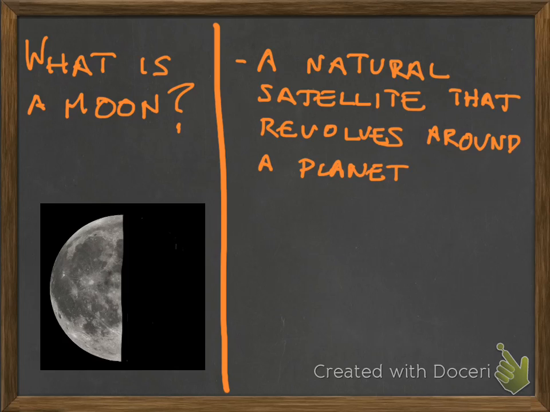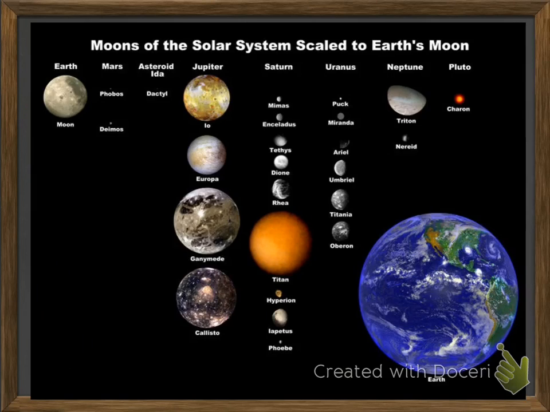Now we've put up quite a few different satellites around our planet, but a moon is a natural, keyword being natural, satellite. Okay? Natural satellite. Now, here are some of the moons of the solar system scaled to the Earth's moon. There are actually more than what's listed here, but just to get an idea so that you know the sizes of some of the moons.